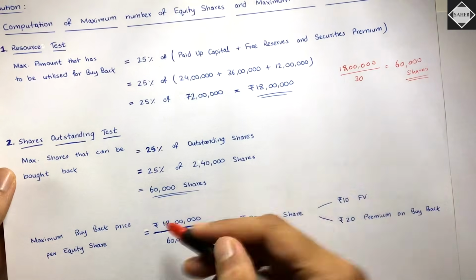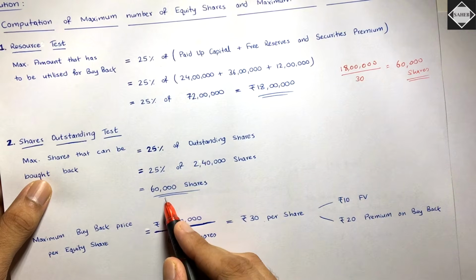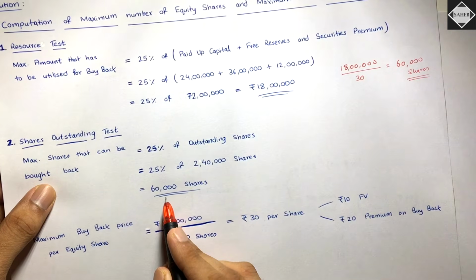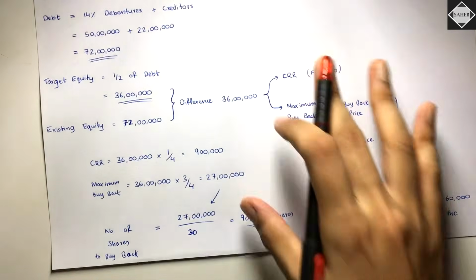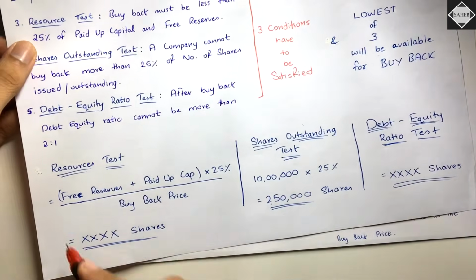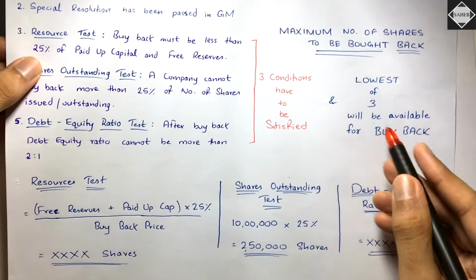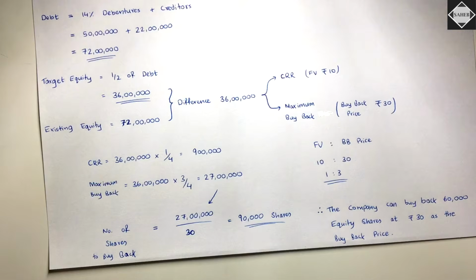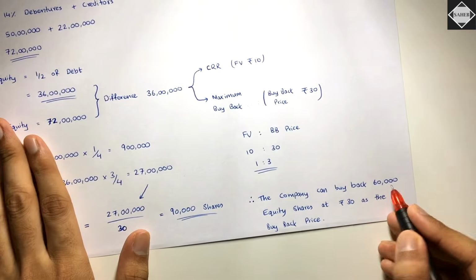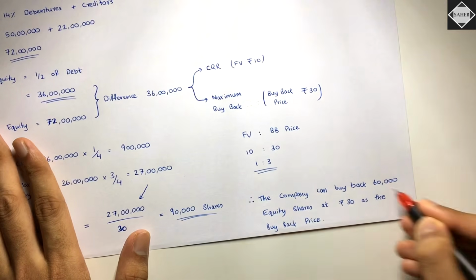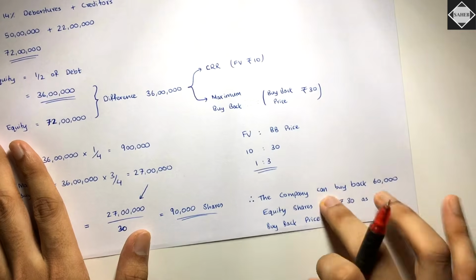Of course, 60,000. Here it's equal now. Of course, it will be equal. So 60,000 shares. Not always, because here you have connected these two. That's why it's equal. Okay. So 60,000 shares are the lowest. So you will have to select that. Okay. You can't go for 90,000 shares. As a section 68 as a whole, you have to compare all the three as we just did now. You have to compare all the three and select the lowest. Lowest of the three will be available for buyback. Therefore, the company can buy back 60,000 equity shares at rupees 30 as the buyback price. So this will be the maximum buyback.